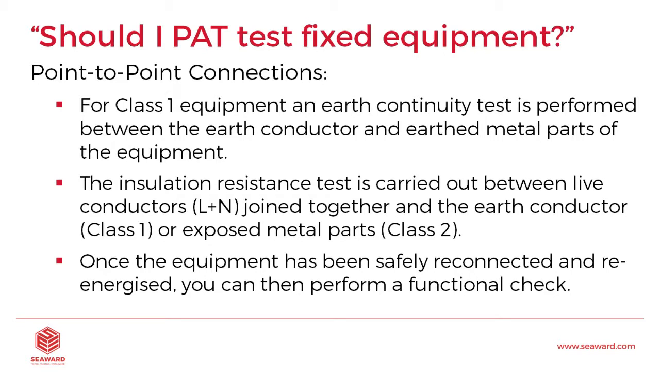So, point-to-point connections and when carrying out a Class 1 fixed appliance test. So for Class 1 equipment, an earth continuity test is performed between the earth conductor and the earthed metal parts of the equipment. And the insulation resistance test is carried out between the live conductors joined together and the earth conductor for Class 1 or exposed metal parts for Class 2. Once the equipment has been safely reconnected and re-energised, you can then perform the functional check.